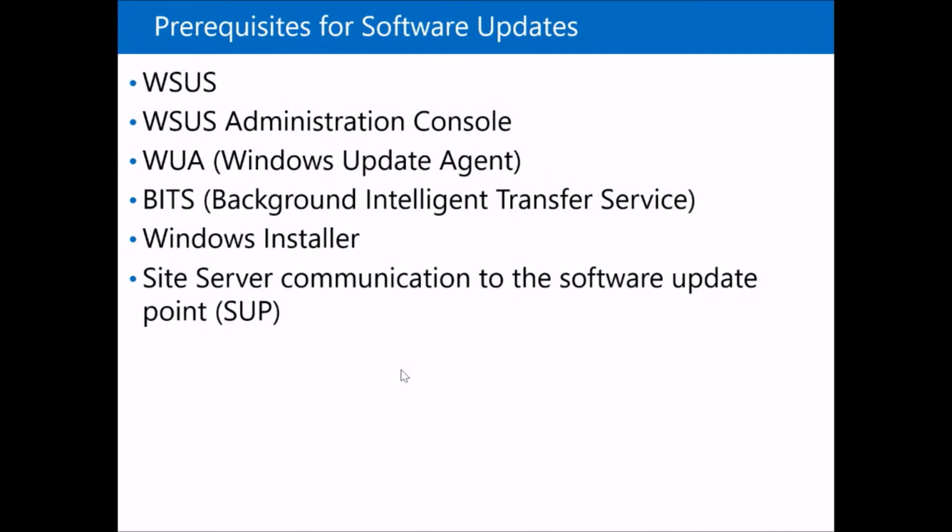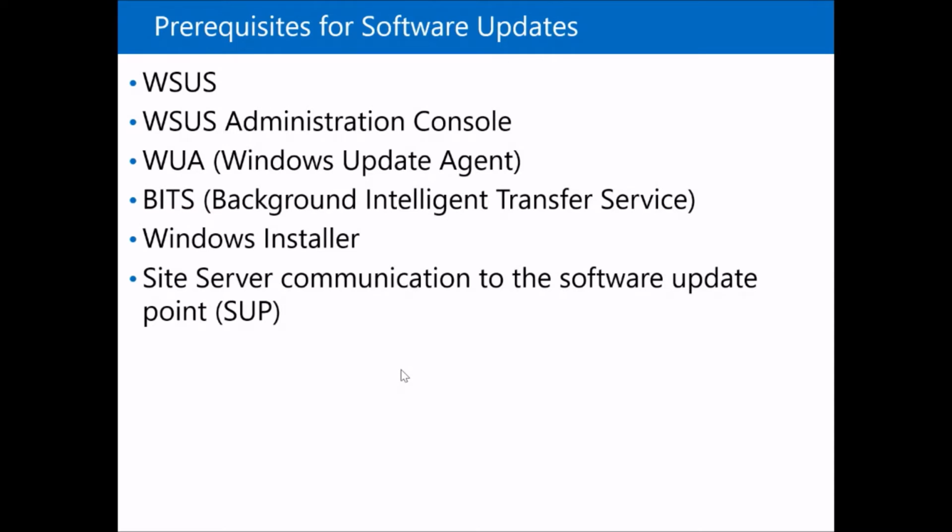We need a Windows Update Agent, which, again, the term agent is a bit of software that's actually installed onto the client computers. Then BITS, the Background Intelligent Transfer Service that we mentioned many times. That's how we transfer data or deployments across from the servers to the clients.